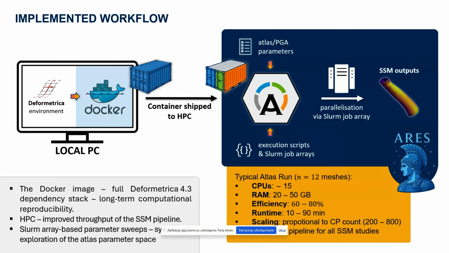And to address the computational issue, we shipped the container to the Ares supercomputer, converting it from Docker to Apptainer. The files setting up the simulation parameters and execution scripts were fed from outside of the container. The simulations were parallelized via Slurm job arrays, and typically the best outcomes came from using 15 CPUs with 20 to 50 gigabytes of RAM.